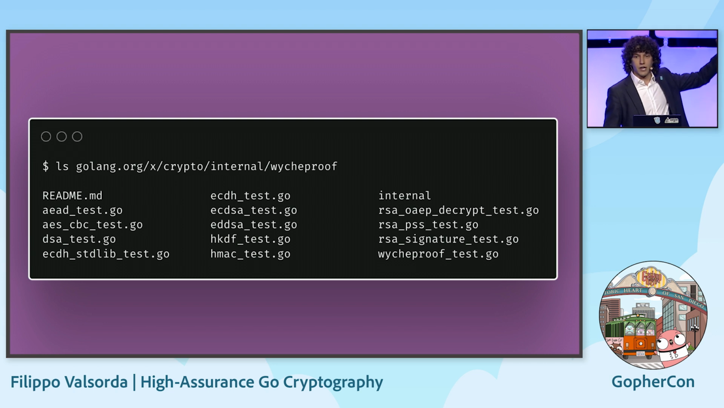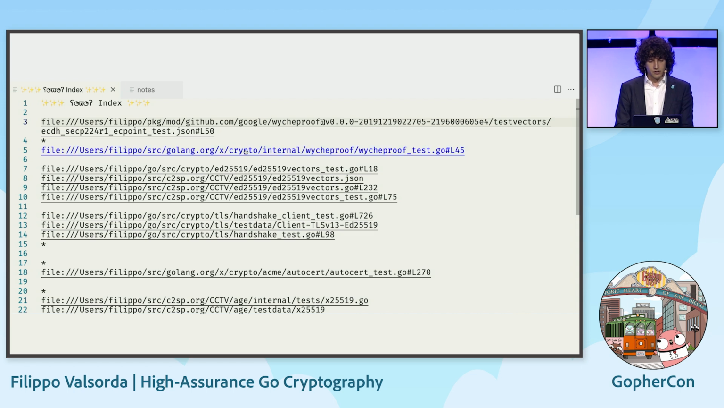This package does not have an API, does not have a main function, and it doesn't even have any file that does not end in _test.go. It exists only to get running CI, and when it runs, it will fetch these JSON files and run them against our implementations to make sure that they're correct. So how does it run them?